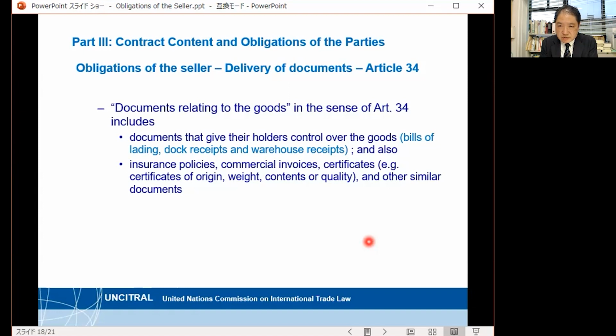But also there are other documents that do not control the property in the goods. They can be insurance policies, commercial invoices, and certificates. Various certificates are used in international sales. Certificates of origin, certificates of weight, contents, or quality. These are also considered to be documents relating to the goods. In the end, what documents are required to be delivered from the seller to the buyer will be determined according to the contract, through the interpretation of the contract. But these are the types of documents that should be delivered under Article 34 of the CISG.